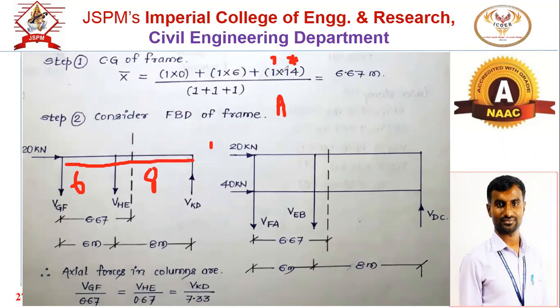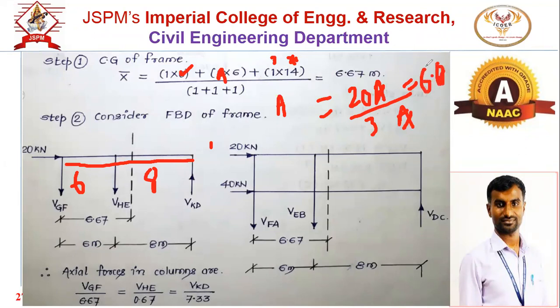You can consider Area 1 as A. So what we get here: this will be 0, this will be 6A, and here it will be 14A. So 14A plus 6A is 20A, isn't it? 20A divided by the total area, A plus A plus A, 3A. A will be cancelled out, and 20 by 3 will be 6.67 meter.